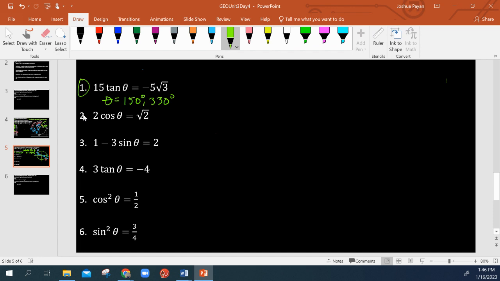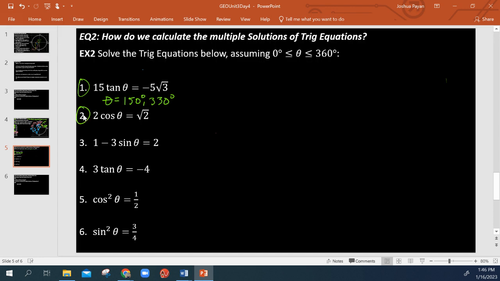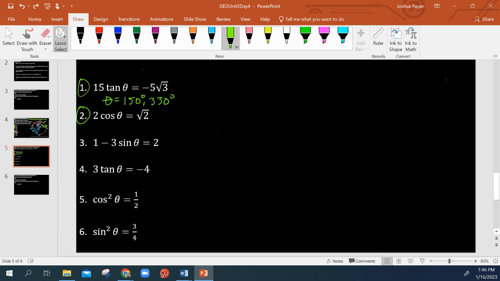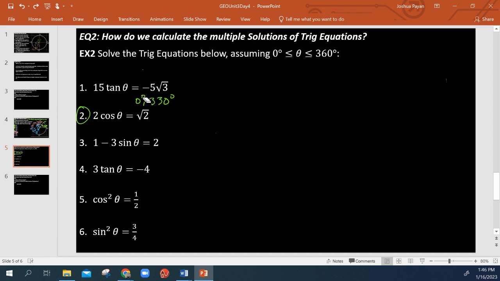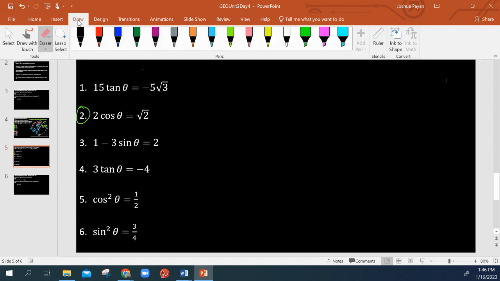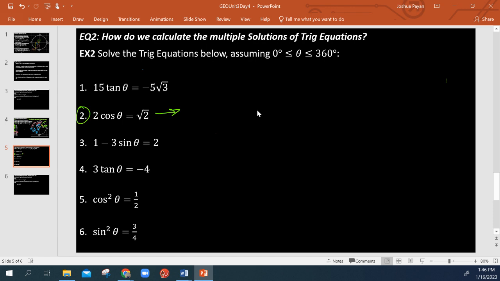So looking at this, let's see which ones I really want to show you. Yeah, we'll go ahead and look at this one also. So 2 cosine theta equals the square root of 2. Again, my main objective in the beginning is to get the trig function by itself first. So I want to get cosine theta by itself first. I do that easily by just dividing by 2. We see that cosine theta equals the square root of 2 over 2.